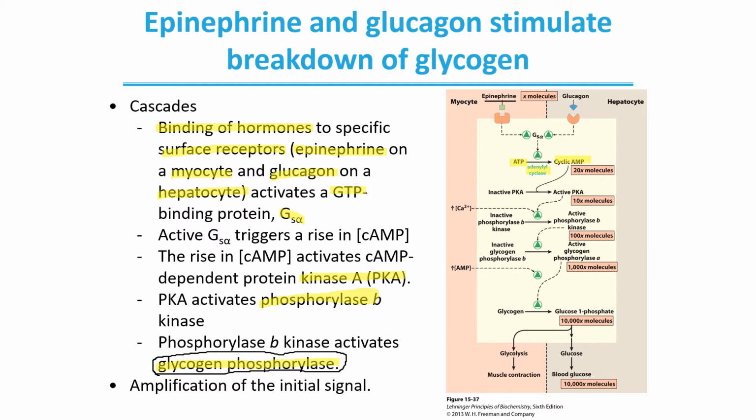This diagram also shows us the amplification of the signal, because initially we started off with one single molecule of epinephrine or glucagon, and the end result is around 10,000 glucose molecules getting released from the hepatocyte, and almost the same number being oxidized in the muscle tissue as well. So starting from 1, we get around 10,000 glucose molecules, which is a great increase in number. This is what we call amplification of the signal.